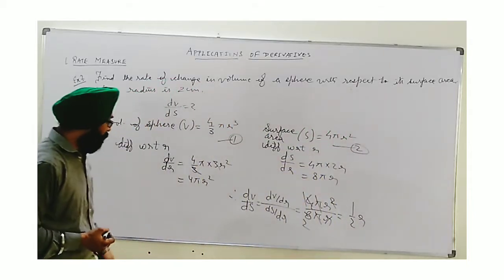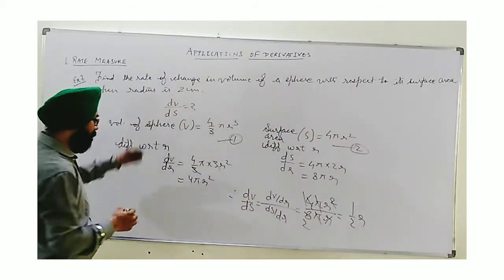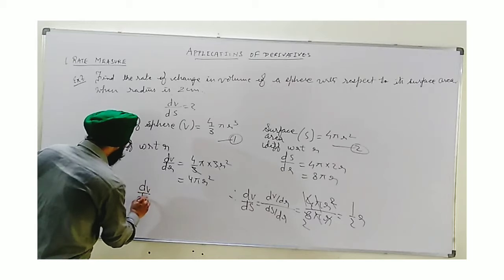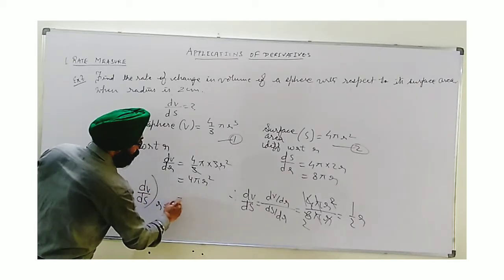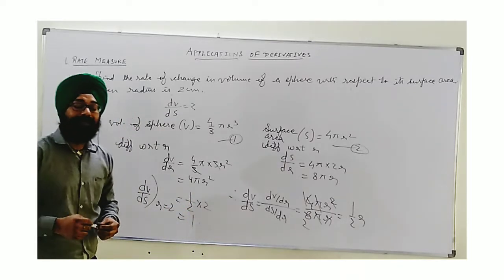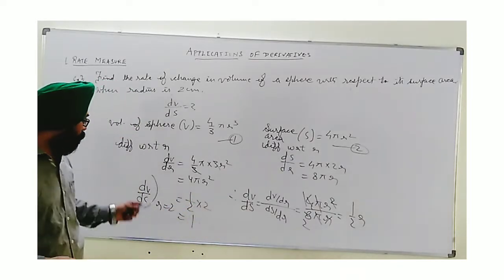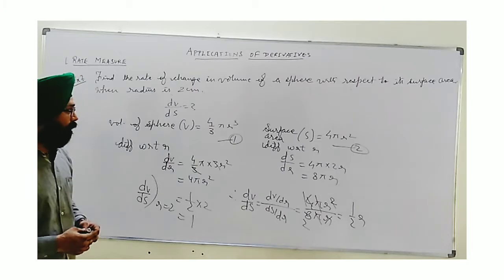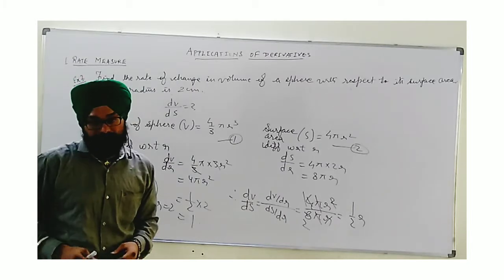Don't forget, we are going to find a particular case when r is equal to 2. So dV upon ds for r equal to 2 will be obtained as half of 2, which is 1. This is the required change, required differentiation. You have got it. We will see more examples on this.